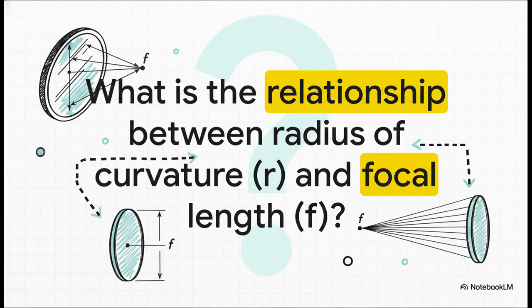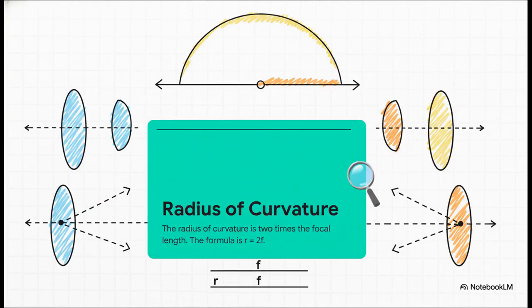Okay, our last optics question is a real fundamental one. It's just asking about the formula that connects two of the most important measurements for any curved mirror or lens. And boom, there it is. One of the simplest but most important formulas in all of optics, R equals 2F. The radius of curvature is just double the focal length. It's a nice, clean, direct relationship.